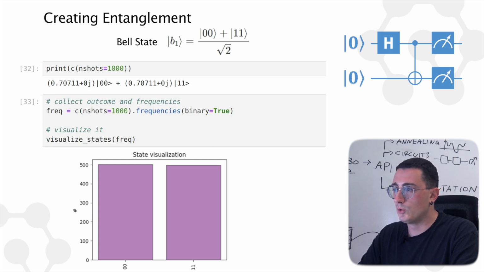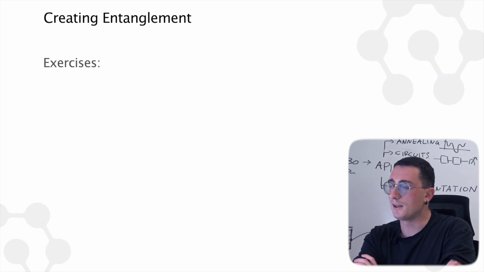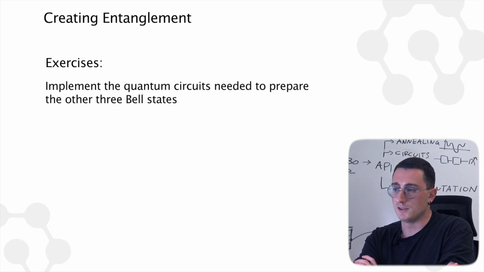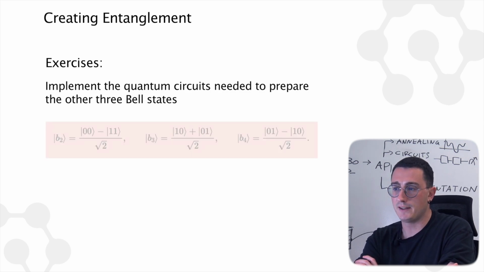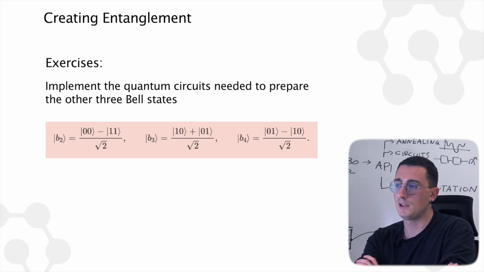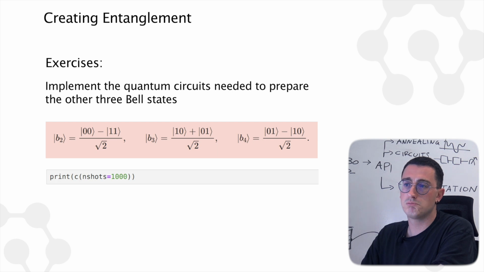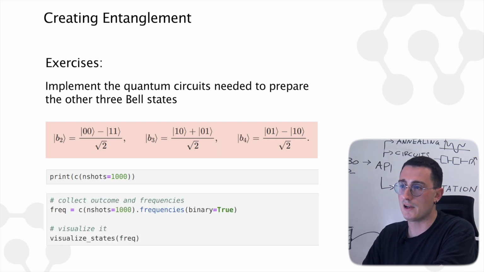Finally, we want to propose some very simple exercises. We ask you if you can find which is the quantum circuit required to reproduce the other 3 Bell states that are listed here in this red box. Once you find the quantum circuit, you can check if the final state is correct by executing the circuit and printing the final state. Or you can also call again the plotting function and see with your eyes if half of the time you get 1, 0 or 0, 1 and so on.